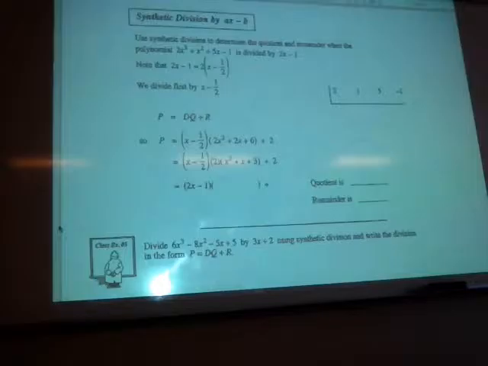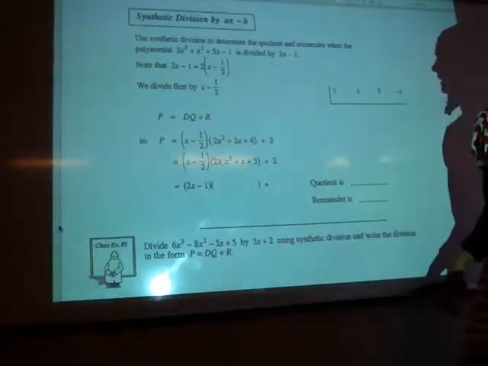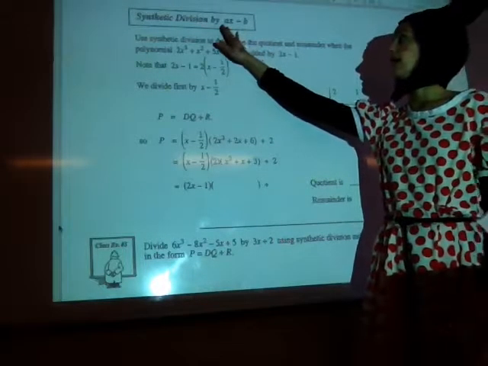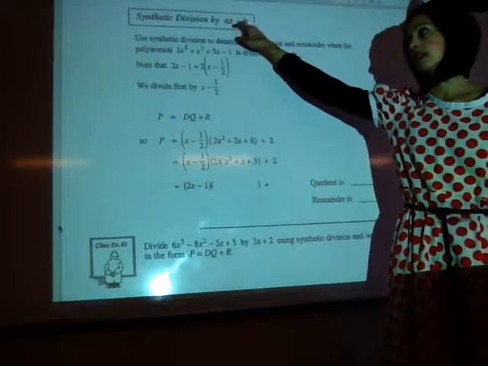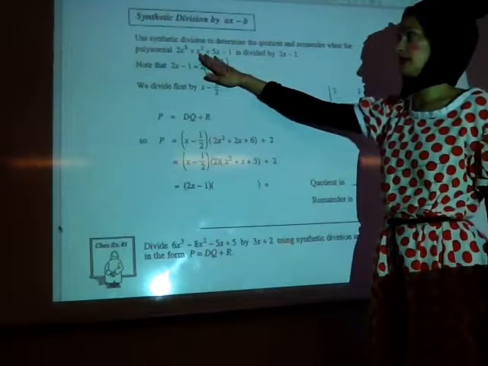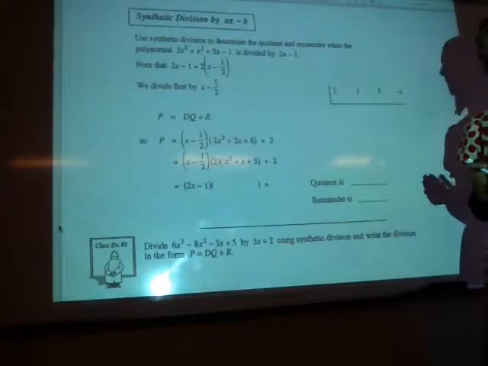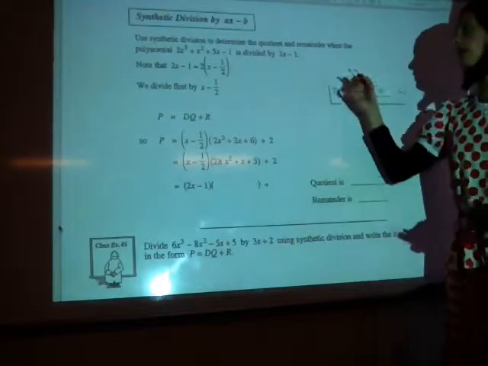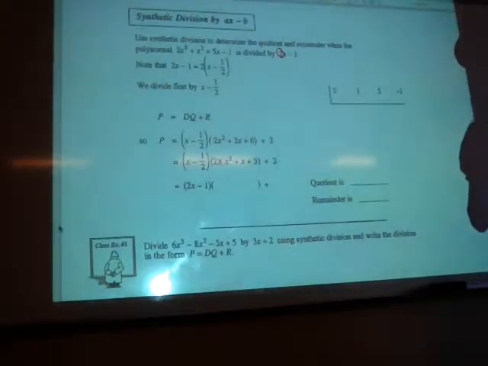Okay, so lastly, we're going to learn how to do synthetic division, but this time instead of dividing by, say, x plus 2 or x minus 4 or x minus 3, we now have ax minus b. So there's a coefficient in front of the x, which makes it a little bit different. So for example, we have the polynomial 2x cubed plus x squared plus 5x minus 1 divided by 2x minus 1. And whenever we're dividing by a binomial where we now have a coefficient, it makes our steps just a little bit different. Okay? Very similar though.